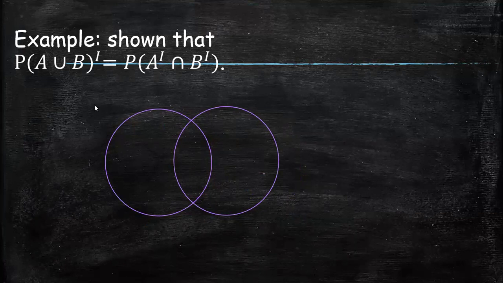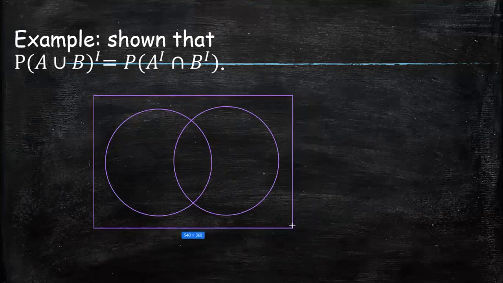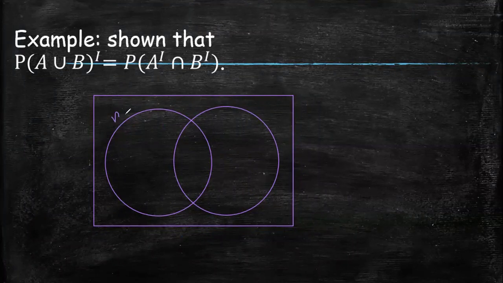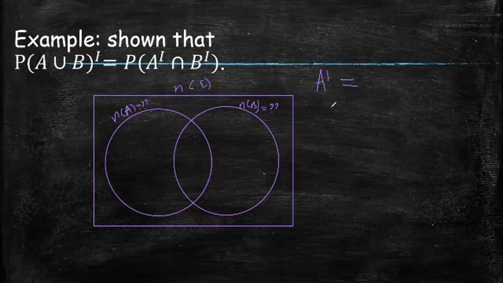Then maybe we enclose them. So we indicate our A. So this is number of A. This is number of B. And then up here we have number of the universal. So we are going to shade the area A prime and also shade the area B prime.